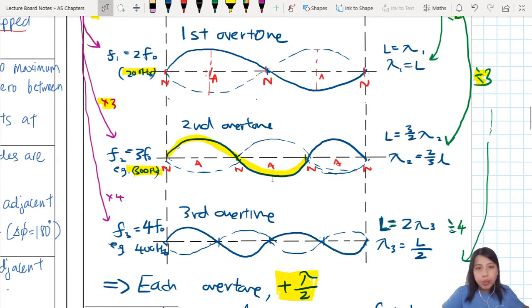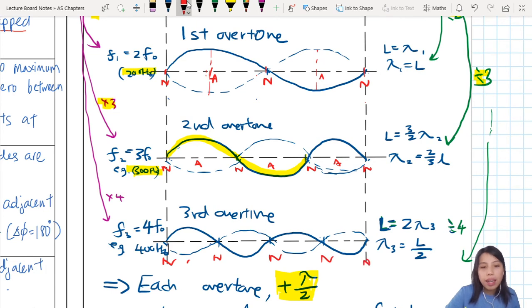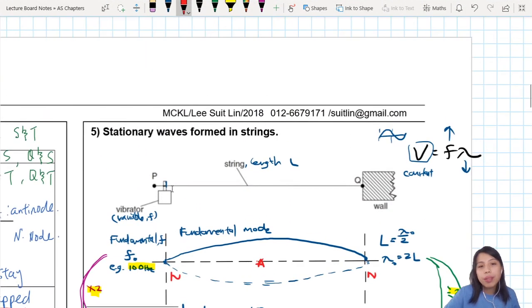Okay, oh, I forgot to label this one. Node, node, node, node. Notice how both ends are always nodes for this string experiment because both ends are fixed. One end is fixed to the vibrator here, and one end is fixed to the wall.